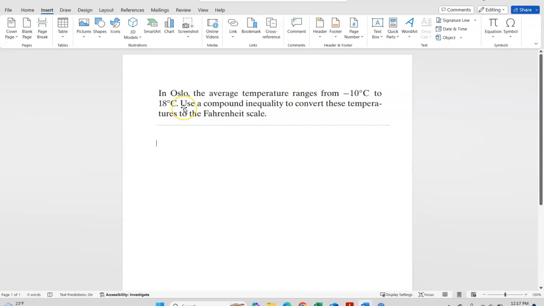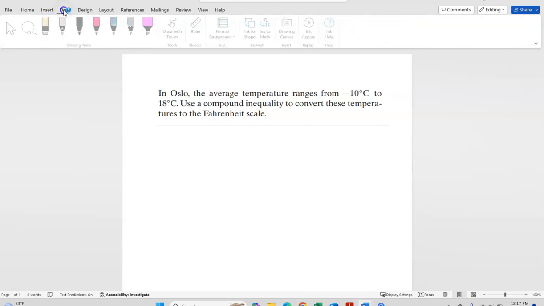Okay, we are asked to solve this word problem, and we're told that in Oslo, the average temperature ranges from -10 Celsius to 18 Celsius. Use a compound inequality to convert these to Fahrenheit, because of course we're Americans, or at least most of us are, and we don't know Celsius, so that means nothing to us, so we need to convert it to Fahrenheit.